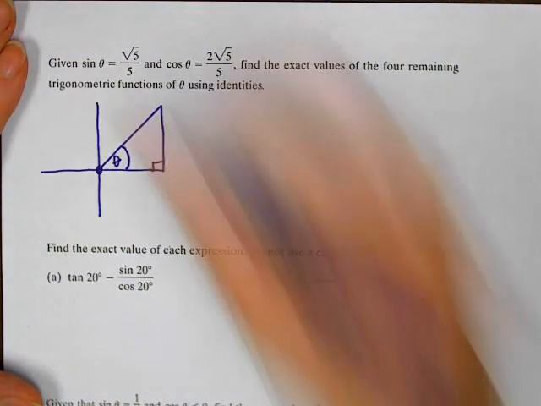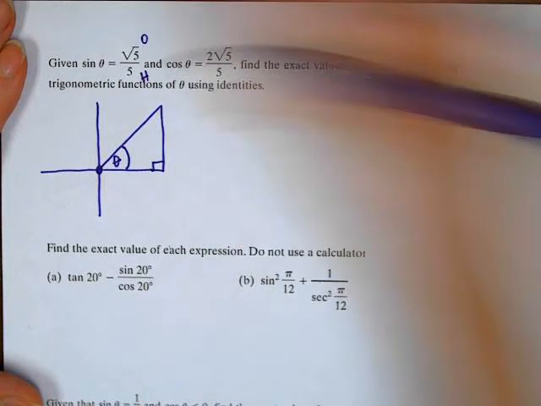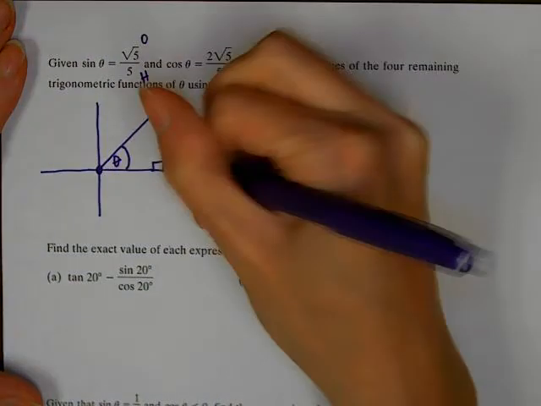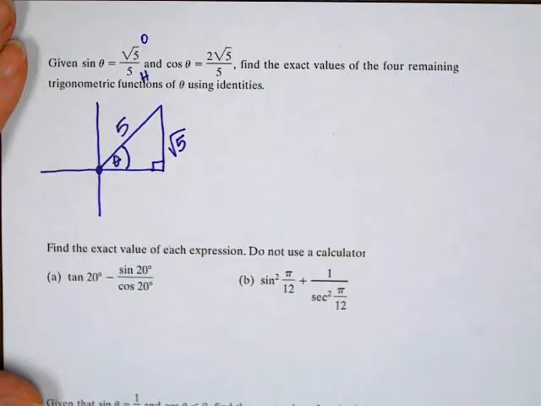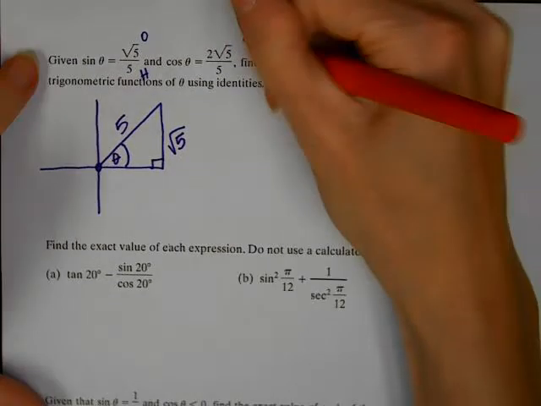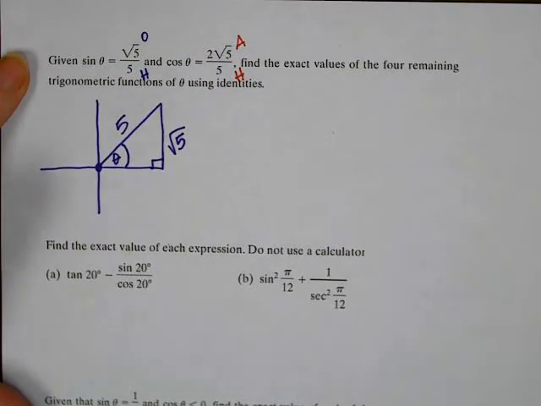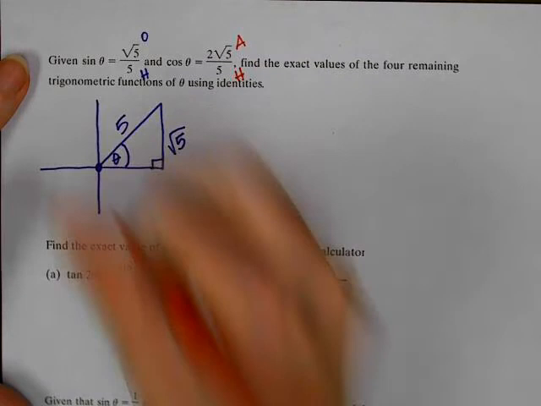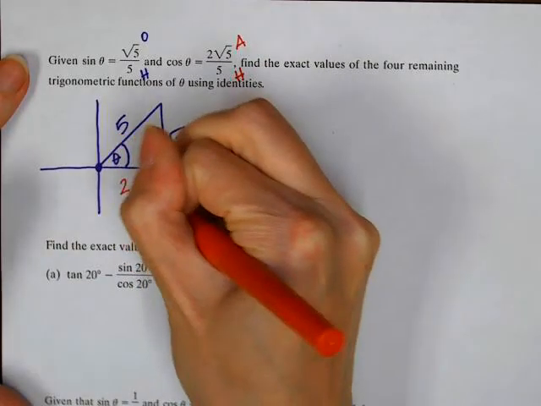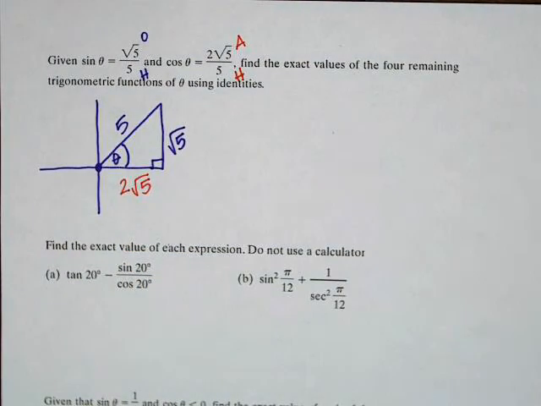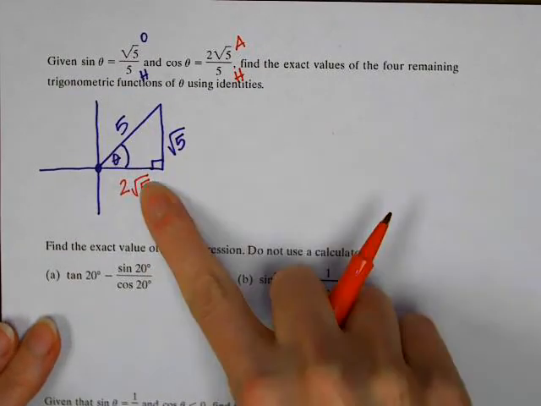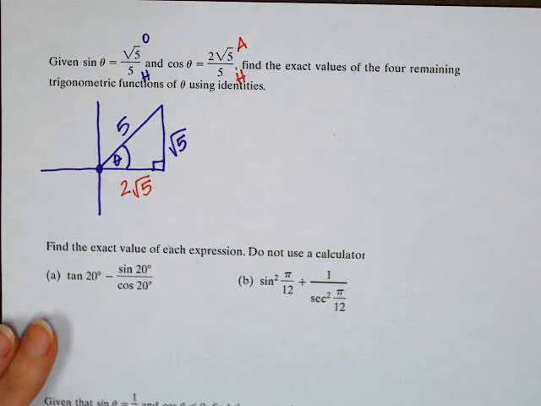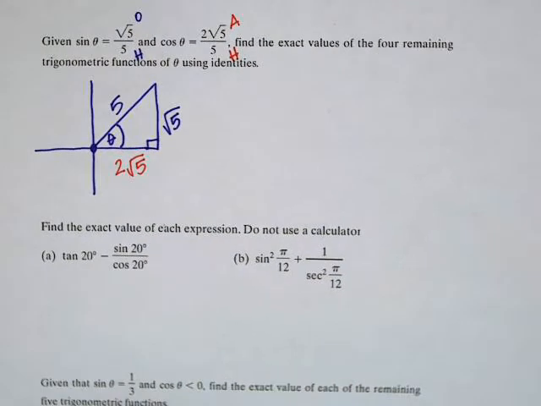We know that sine is opposite over hypotenuse. Okay, so let's make the opposite root 5 and the hypotenuse 5. And we know that cosine is adjacent over hypotenuse, so that means that this must be 2 root 5. Awesome. If you ever need to, you could do Pythagorean theorem to get a missing side, but we were able to just use them from the given.